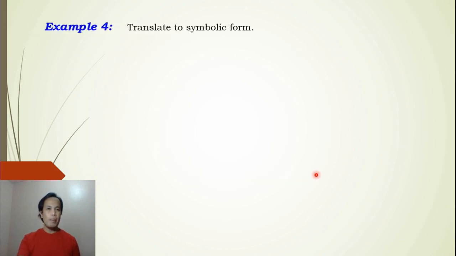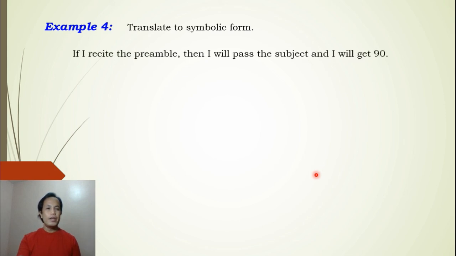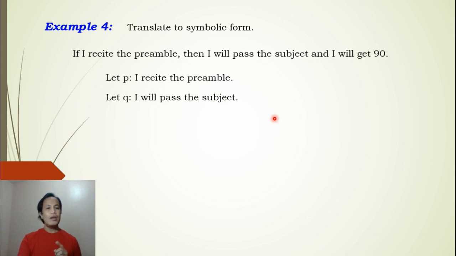Next example. Translate to symbolic form. The same, this is an if-then statement. If I recite the preamble, then I will pass the subject and I will get 90. Let's dissect this statement one by one. We have the first simple statement, I recite the preamble. We let this statement be our P, and we let Q be I will pass the subject. Then we let R be I will get 90. As you have observed, this is a conjunction because of the word and.